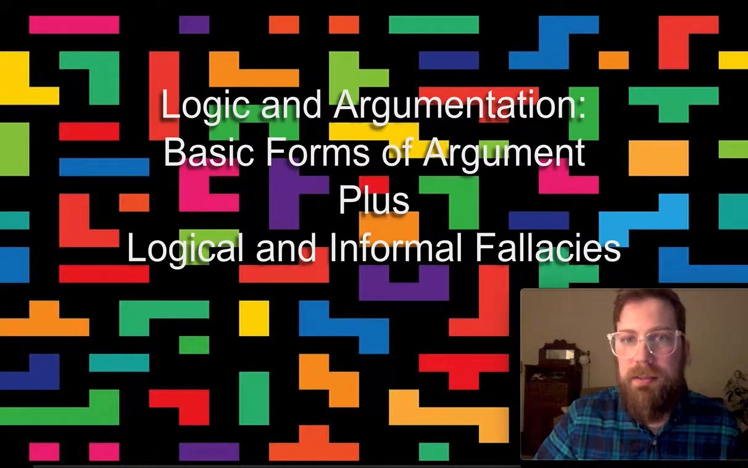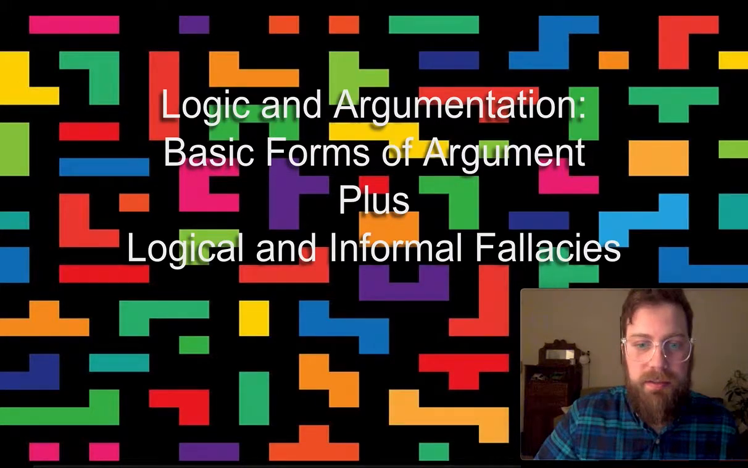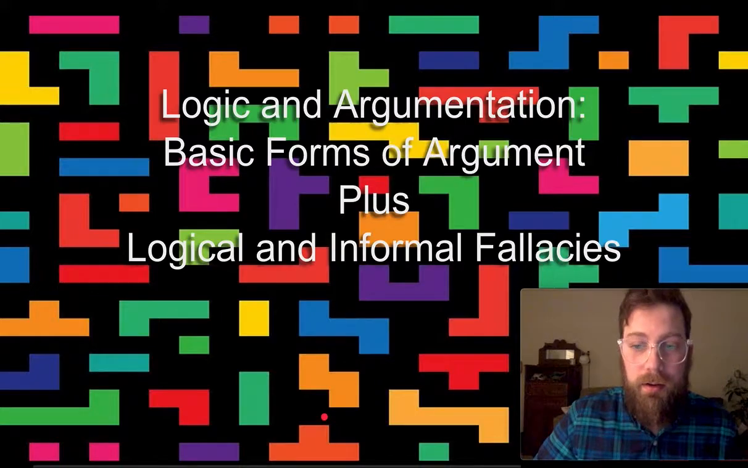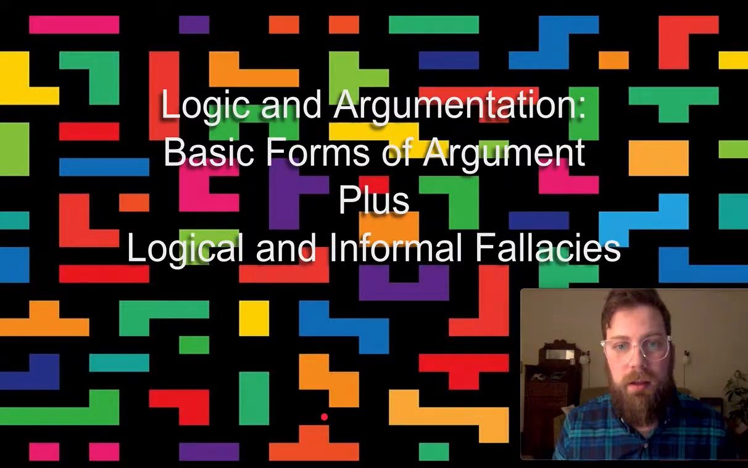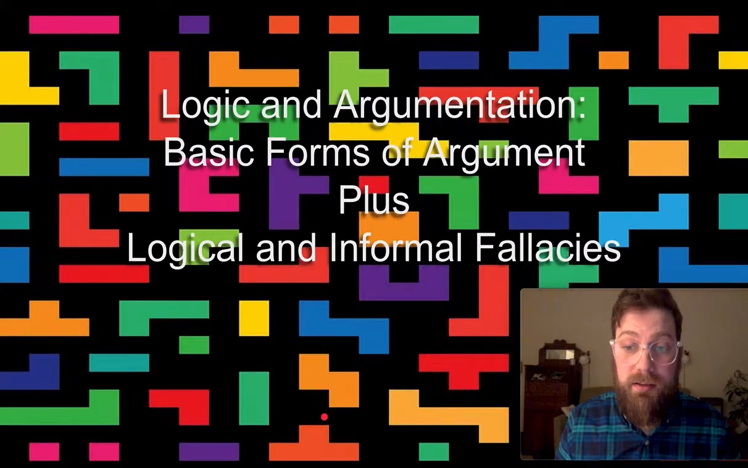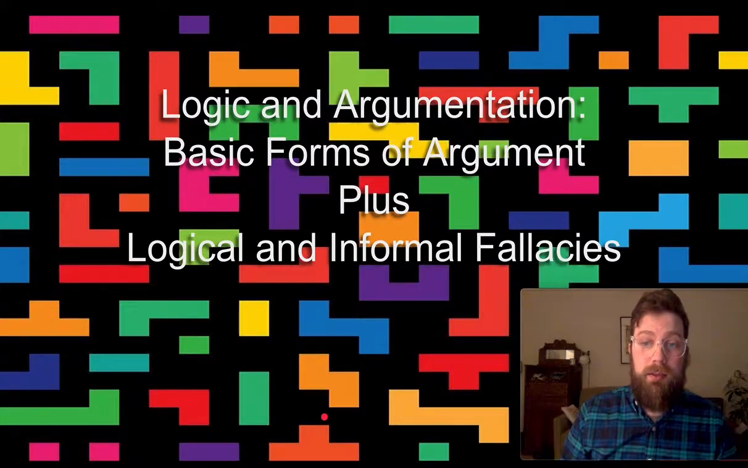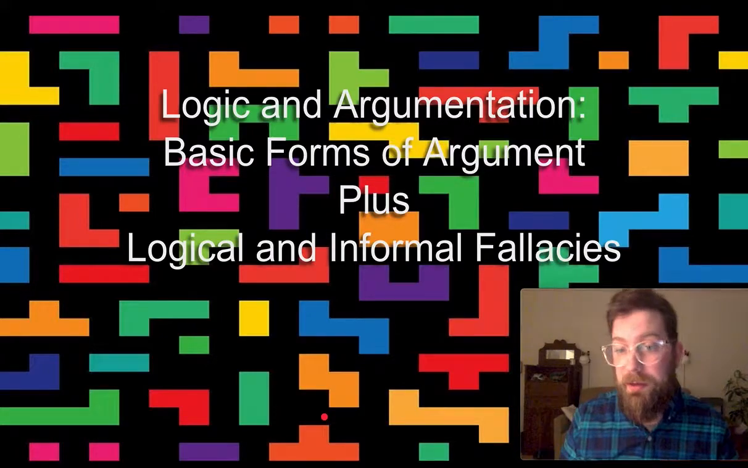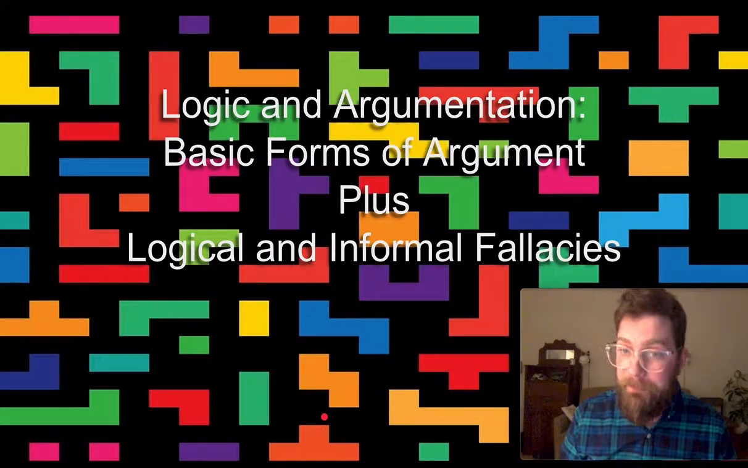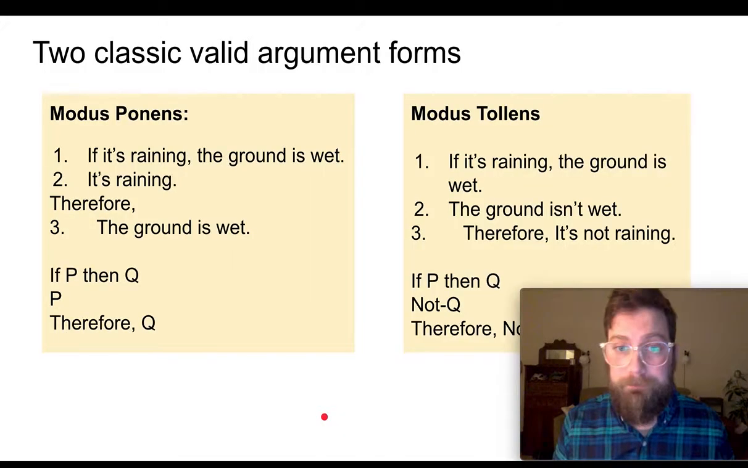Okay, so this is going to be our last little segment of our logic setup for the course. This time around, we're going to look at some basic forms of argument using conditionals that we learned about last time. Within that, we're going to learn about some logical fallacies. We're also going to learn about some informal fallacies at the end.